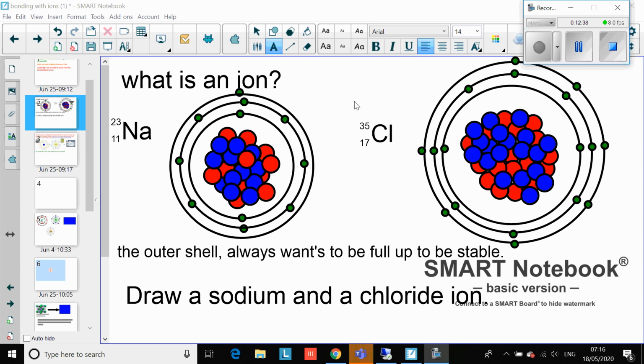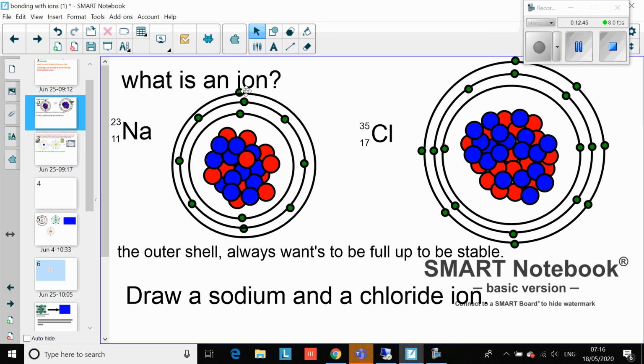So what happens is this. An electron moves across and joins this one.